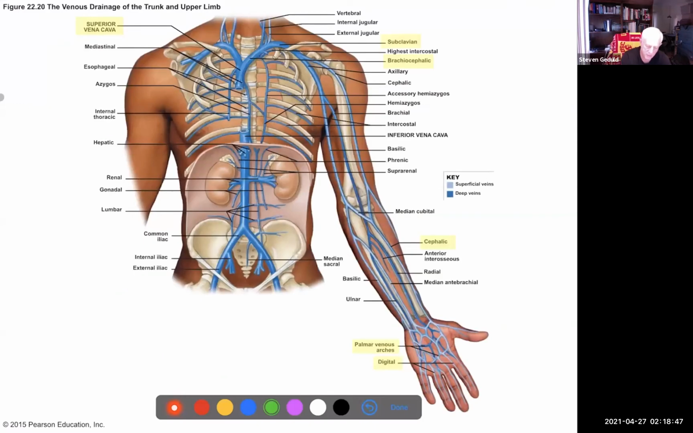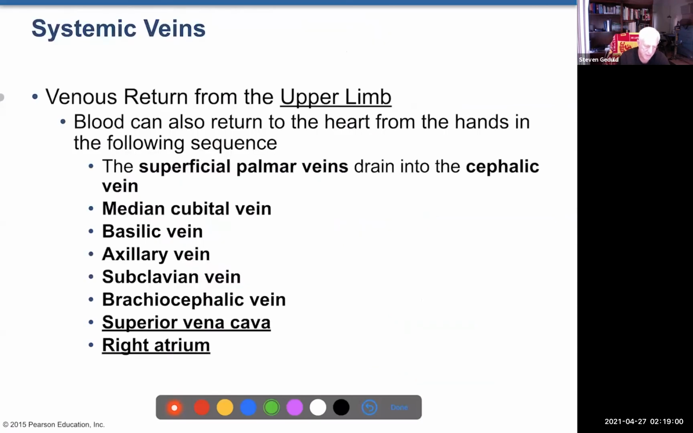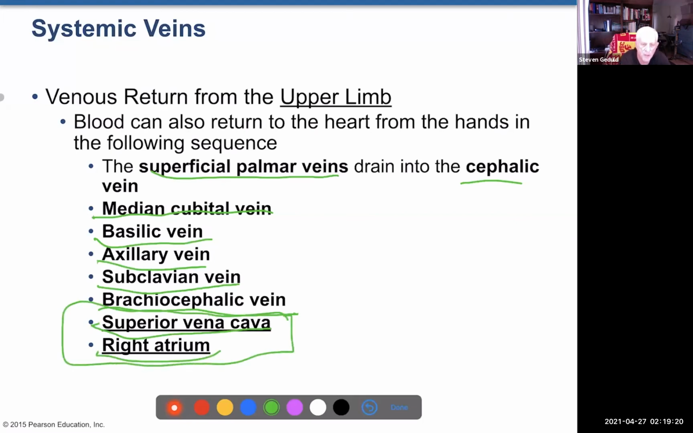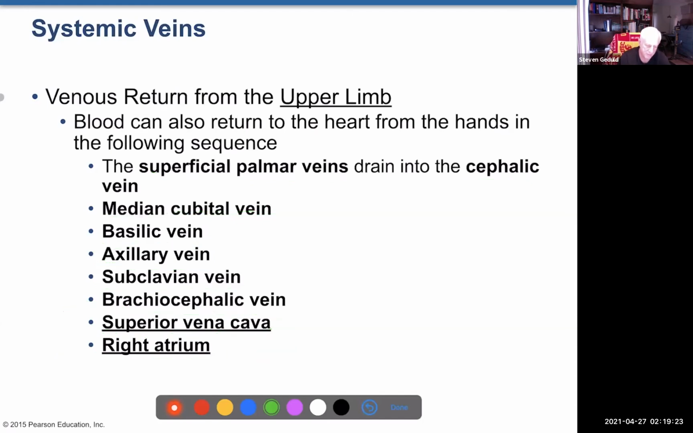Okay, so you can see you're coming down from the digital veins to the palmar venous arches, from your anastomosis, up in the cephalic vein, up in the brachiocephalic, to the subclavian, into the superior vena cava. Okay, there's multiple ways the blood can drain through. You can go from the superior palmar veins into the cephalic vein. You can go to the median cubital vein, the basilic vein, the axillary vein, subclavian, now back in the brachiocephalic, superior vena cava, right atrium. It's always going to end up from the arm, from the superior vena cava into the right atrium.